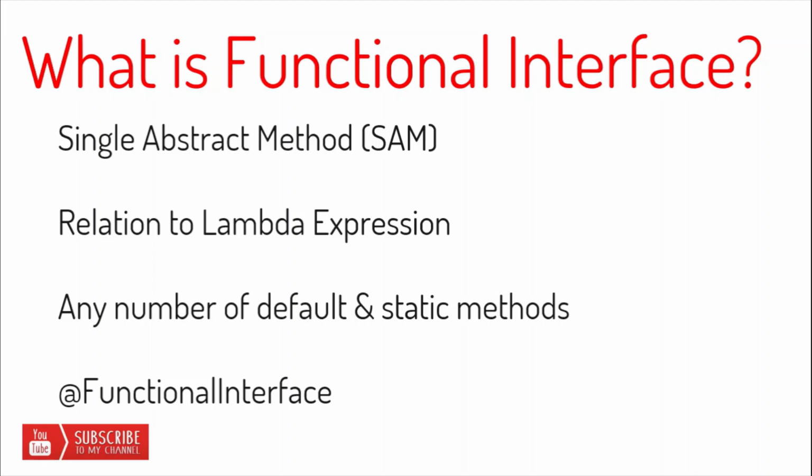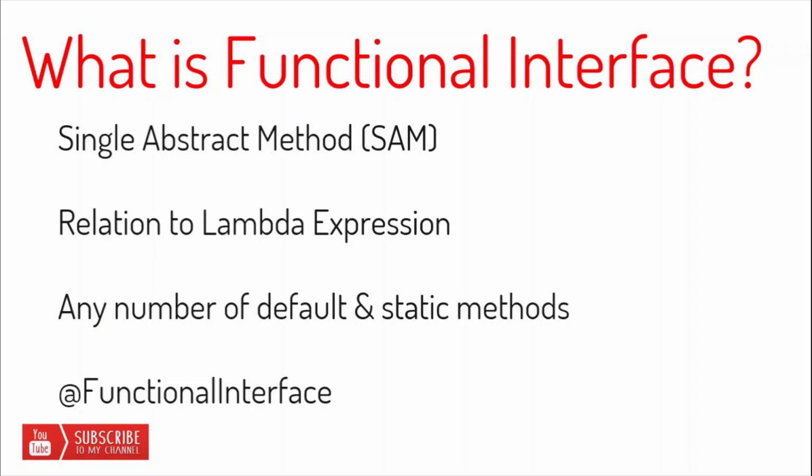In addition to the single abstract method, there can be any number of default and static methods present in functional interfaces. Some of the examples of functional interfaces in Java are Runnable and Comparable interfaces. Before Java 8, when Lambda expressions were not there, we had to use anonymous inner class objects to implement the functional interfaces. We have this important annotation which is @FunctionalInterface.